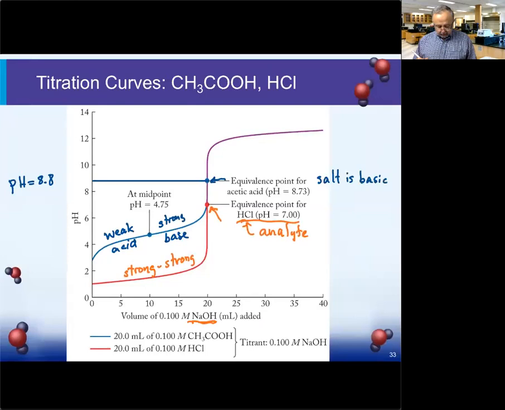When that is the case, when you have a weak and a strong, then the midpoint here has another important value, let me make it in green. The pH here is going to be equal to the pKa of the acid.